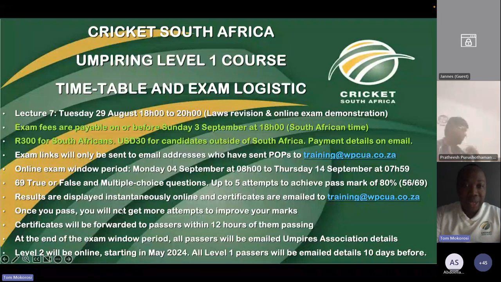The results are displayed instantaneously on your screen when you have submitted all of your answers. Just be careful, you only have 90 minutes to answer all of those 69 questions. After 90 minutes, if you have not completed your 69 questions, the system will submit only those answers that you have completed, and your exam will be marked accordingly.